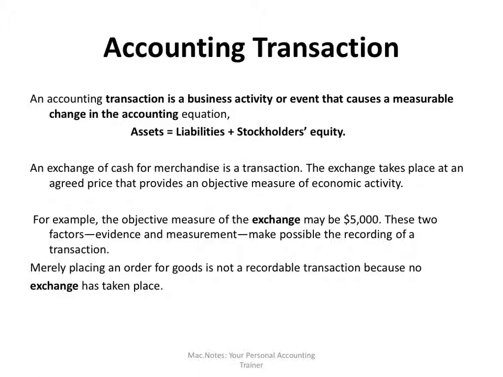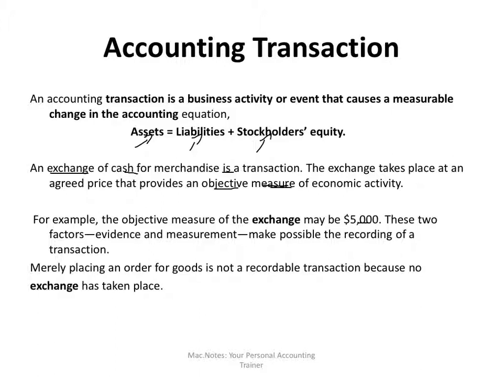Now, an accounting transaction is a business activity or a financial event that causes a change in the accounting equation. That is, every transaction affects assets or liabilities or shareholders' equity, or two or three of them at the same time. Because every transaction is basically an exchange. For example, an exchange of cash for merchandise is a transaction. Exchange takes place at an agreed price and provides objective measurement of the activity. For example, exchange might be $5,000.